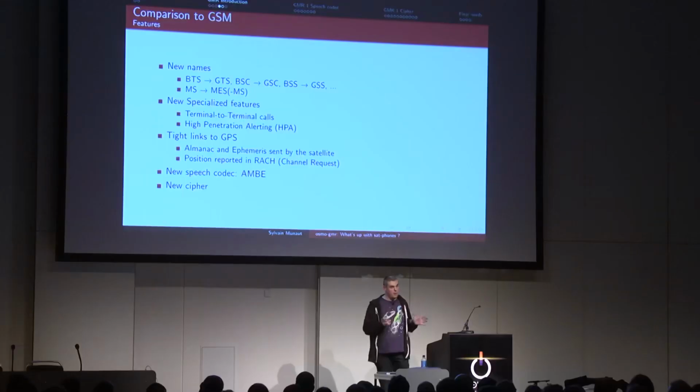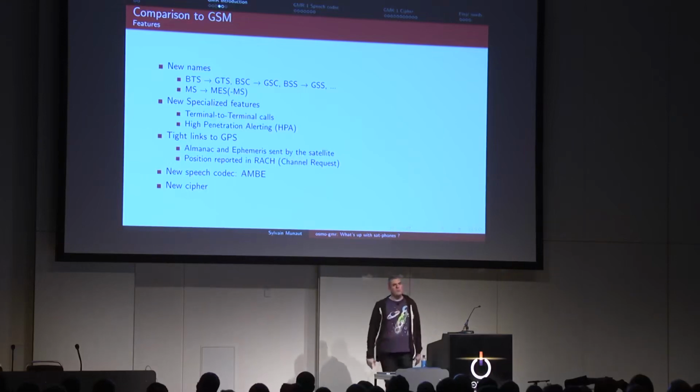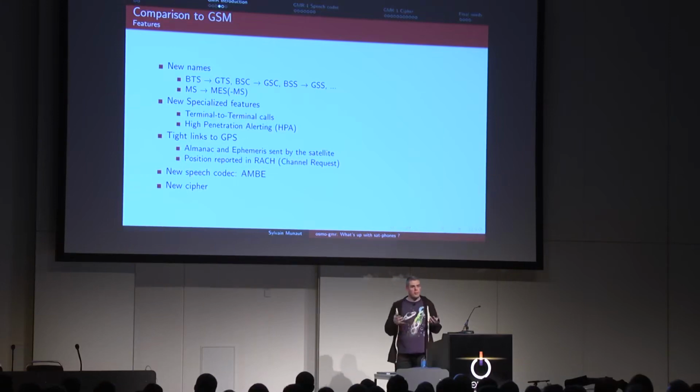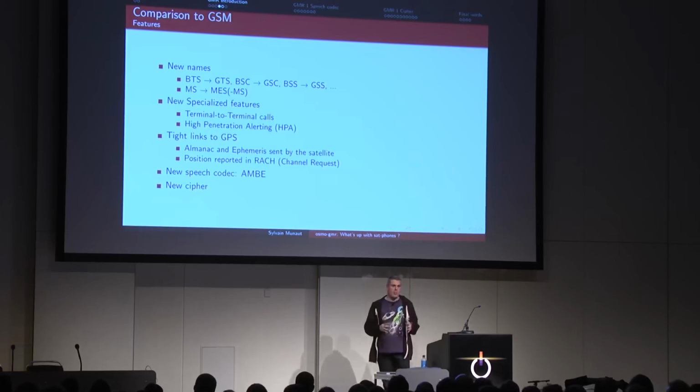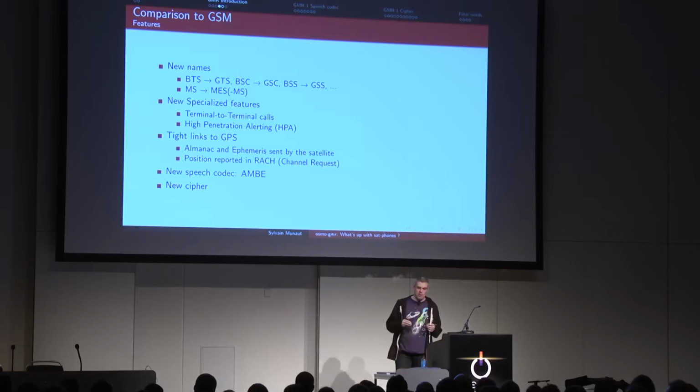They also have this feature called high penetration alerting. That's because, like in the movies, you see people using satellite phones in bunkers and stuff like that. In practice, as soon as you're inside, you can't see the satellite and you can't place a call at all. But you still might want to know that somebody is calling you. So they have this specialized channel which has an incredible amount of error correction on it, so that even with very, very low signal, you can still get an indication, yes, somebody is trying to call you, please run outside so you can take the call.